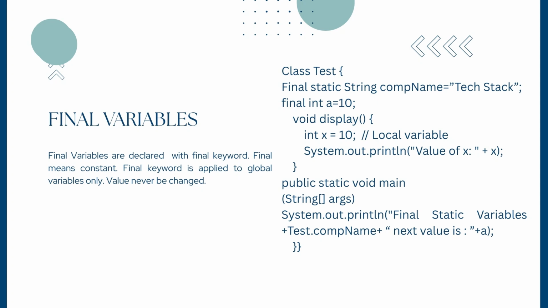Final means remain constant. The final keyword is added to global variables. The value can never be changed when we give the final keyword to any global variable, either static or non-static. Like one static variable, company name, and we have put the final keyword in front of it, and a value we have given as 10. And in the main function, through the class name dot company name, the variable will be called and a value assigned again, so the value remains the same throughout the class.